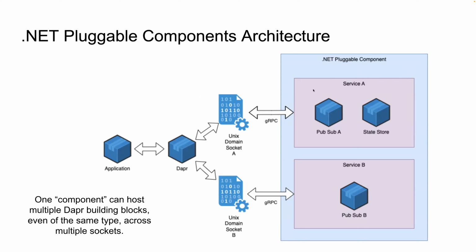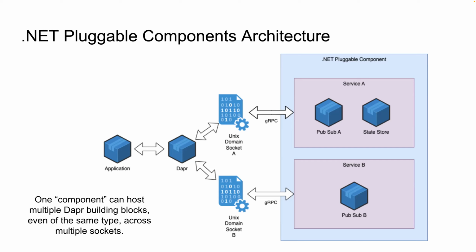So a single .NET pluggable component instance can actually support multiple services. It's not necessarily a one-to-one relationship. You can host a pub sub, a state store, and an input and output binding. And in fact, you can host multiples of those if you want, by simply having multiple, in the .NET SDK, they're called services. Each is tied to a particular Unix domain socket. So you can have as many sockets as you need, and then expose as many services from those sockets as you need of individual types.